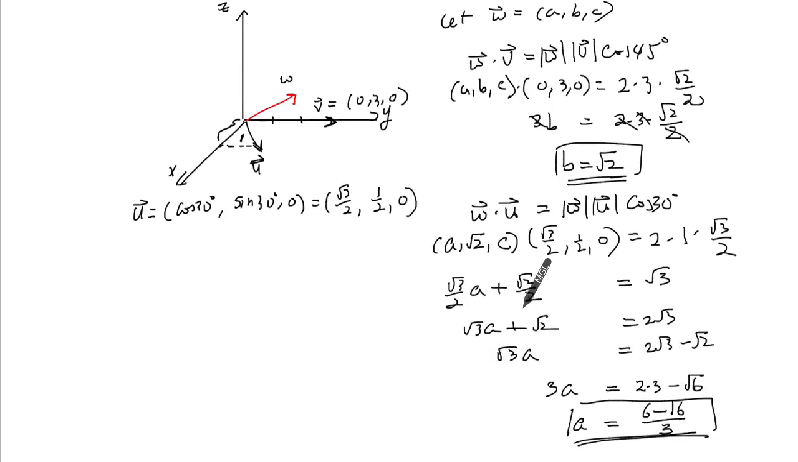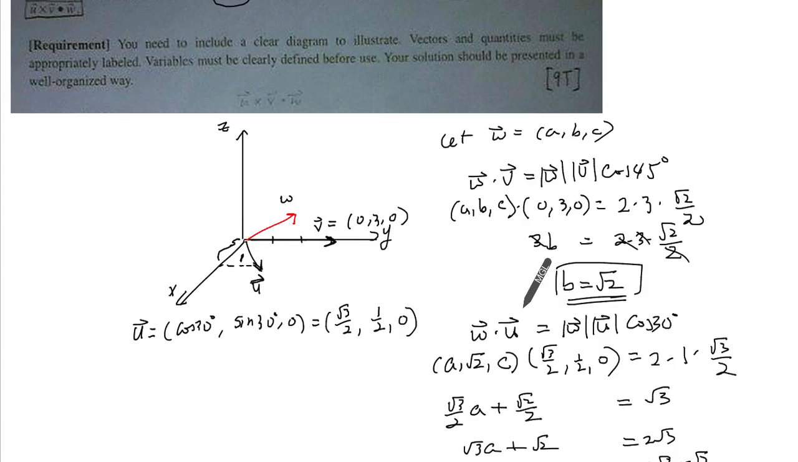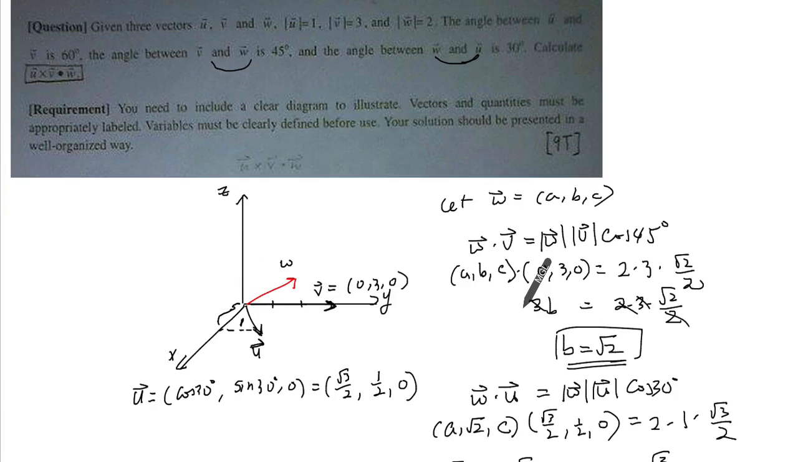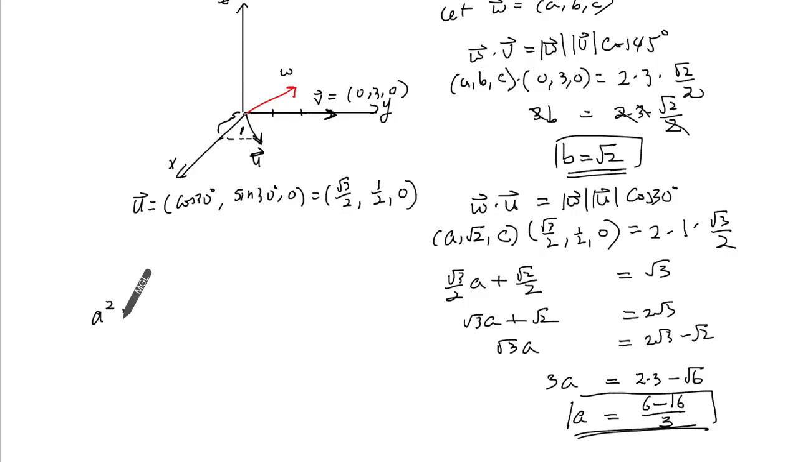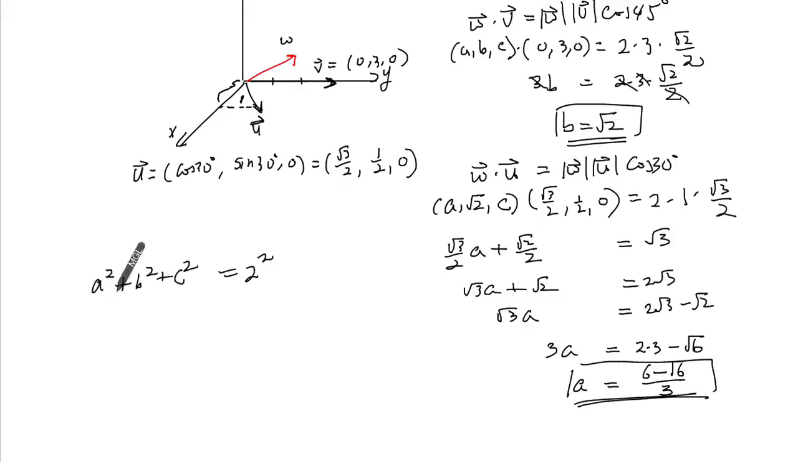We need to just find our c now. How can we find the c? There's one condition that we haven't used yet, and that is this. The magnitude of w is 2, which means a squared plus b squared plus c squared of w has to equal 2 squared. Here's our a, 6 minus root 6 over 3 squared. b is just root 2 squared. c squared is equal to 4. We can find our c from this equation.